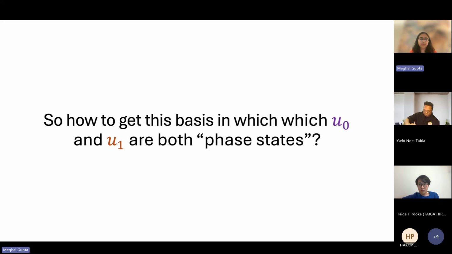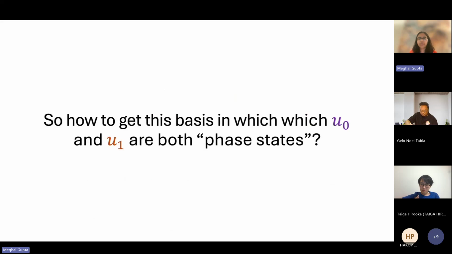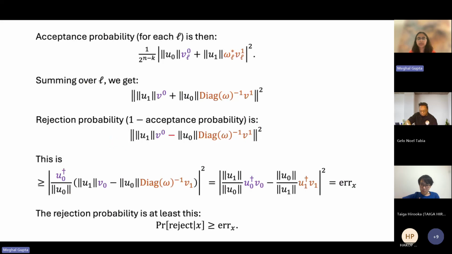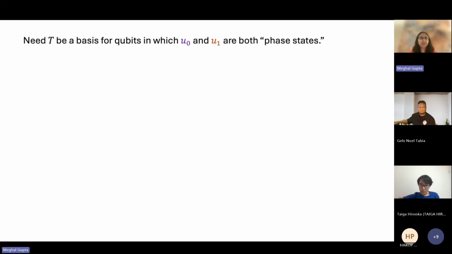And so now the main question remaining is how do we actually get this basis in which both U0 and U1 are phase states? Does anyone have any questions on the previous part before? The only thing remaining now is that we're going to describe how to get this basis in which U0 and U1 are both phase states. Okay, cool. I'll just explain it then.